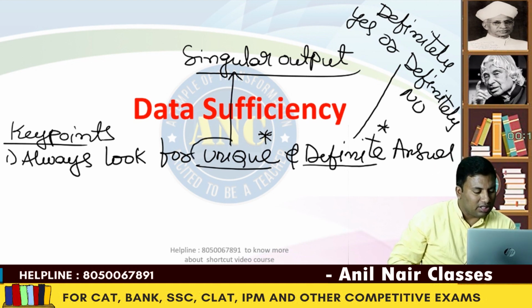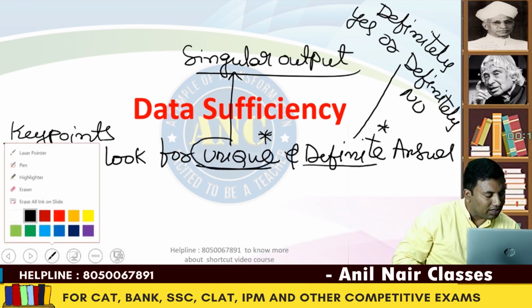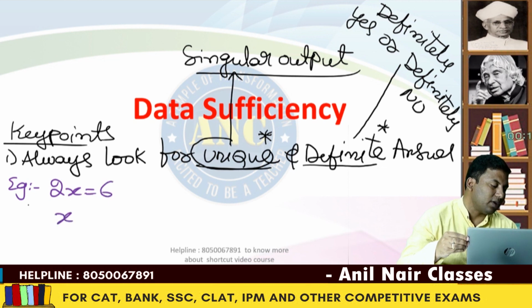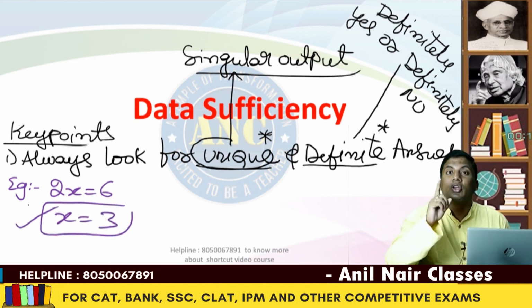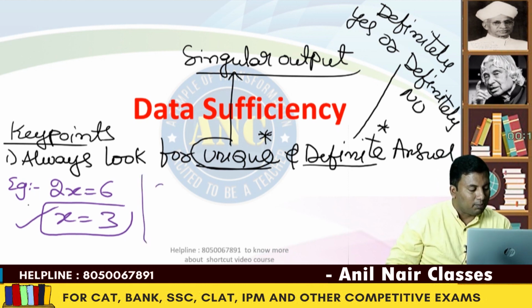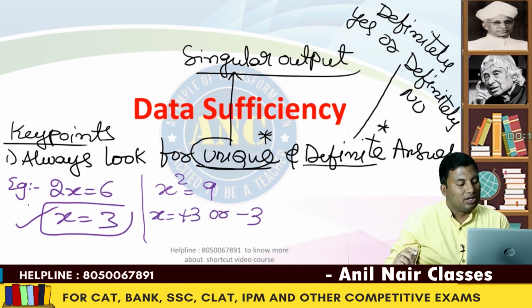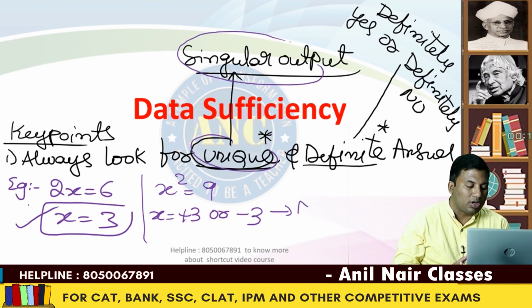What do you mean by unique? Let us take a few examples, then it will be clear to you. For example, 2x equals 6, x equals 3. Only one value I got. This is nothing but a unique value of x. The unique value of x is 3. For example, x square equals 9, x is plus 3 or minus 3. I got two values. Unique means I should get a singular output. This is nothing but more than one answer.